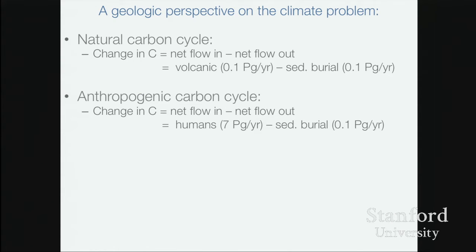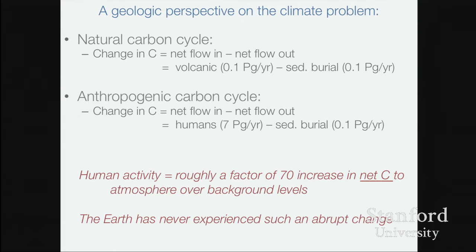If we add in humans, we see that the fossil fuel burning plus the land use change is about 7 petagrams of carbon per year. So it turns out that human activity is roughly a factor of 70 increase in net carbon to the atmosphere over the background state, which is an astronomically big number if you think about it. We have never seen an abrupt change of that magnitude in Earth's history, and we've seen some pretty abrupt changes. So this is a remarkable one that is happening today.